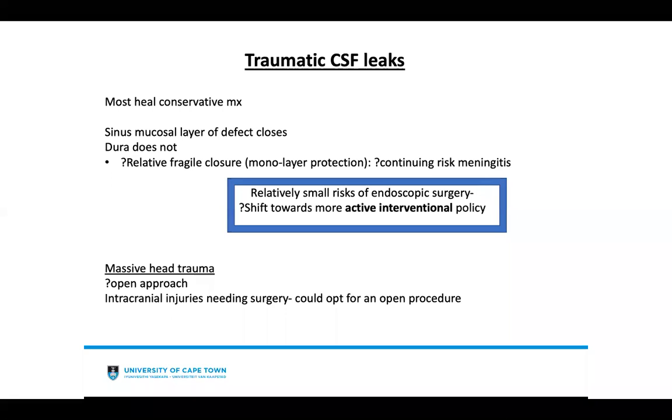In patients with massive head trauma, there is room to consider that perhaps this might be better done with an open approach, but these are generally in patients where the other significant intracranial injuries actually need surgery. So this is where the neurosurgeons might take this patient for surgery because he's got significant intracranial injuries. And then you could opt for an open procedure to repair any evident CSF leaks at the same setting.